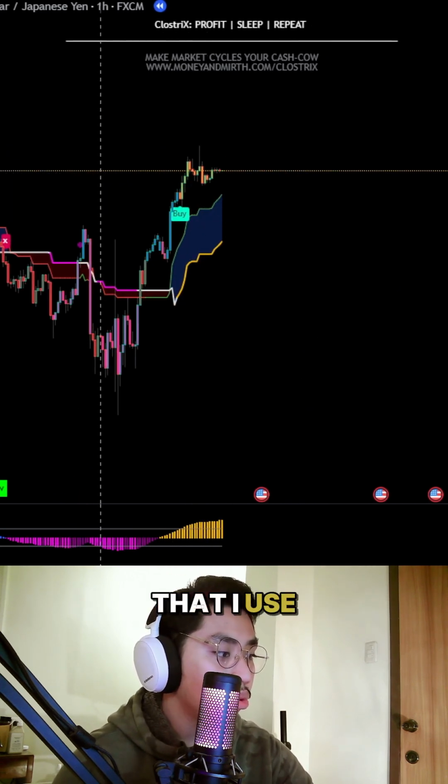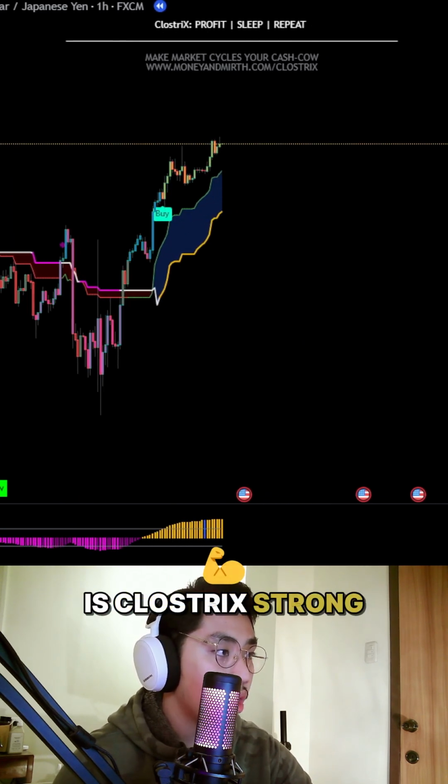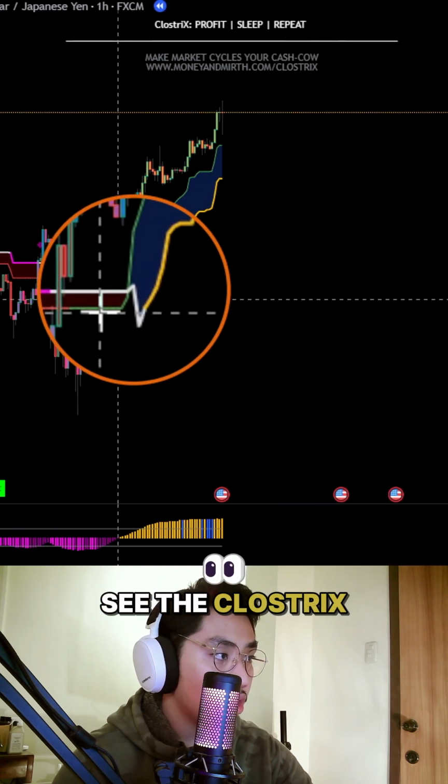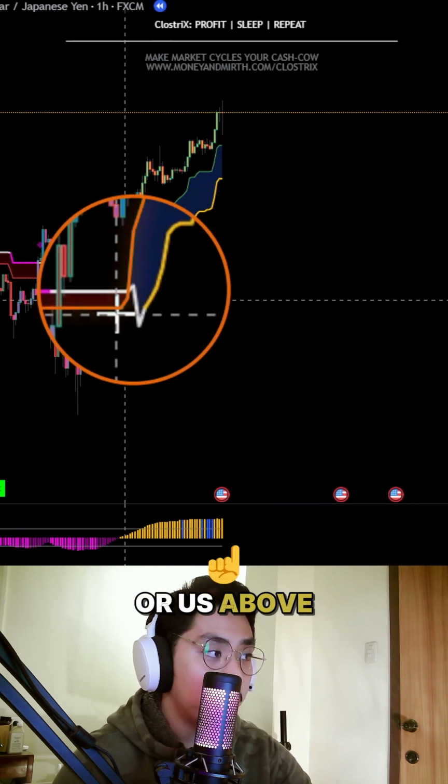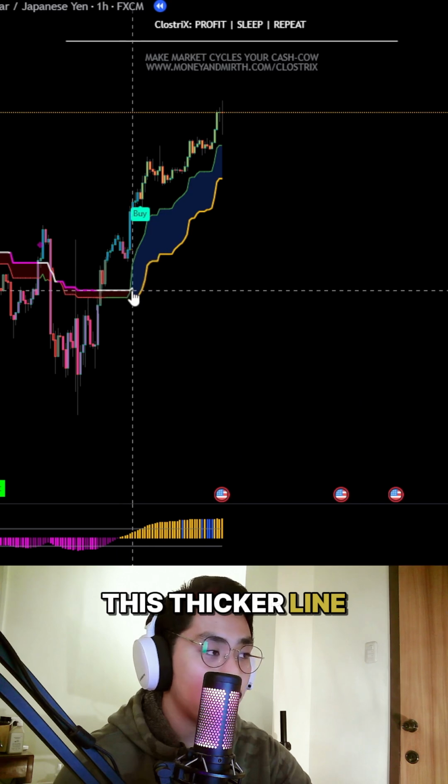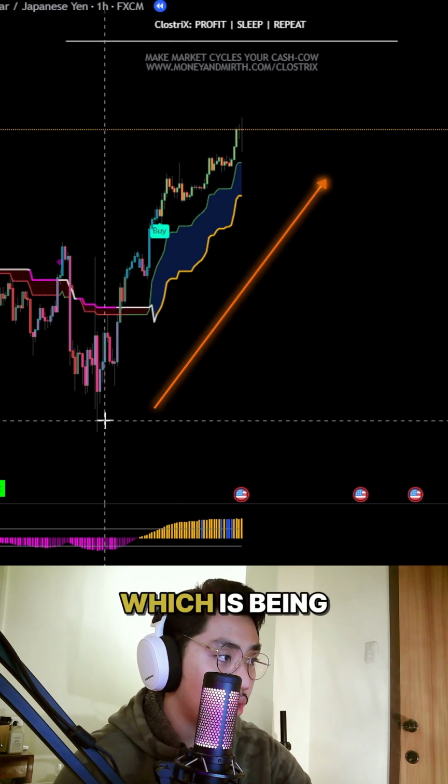Another neat trick that I use to identify uptrends is Claustrix strong level and the Claustrix key level. You want to see the Claustrix key level, this thin line here, cross above the Claustrix strong level, this thicker line here. That tells me that we are on an uptrend which is being formed right now.